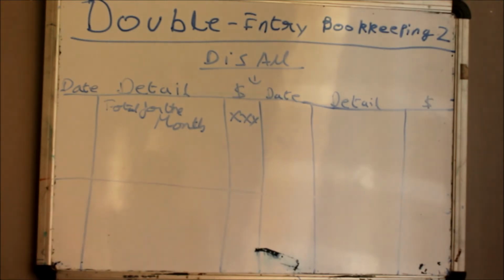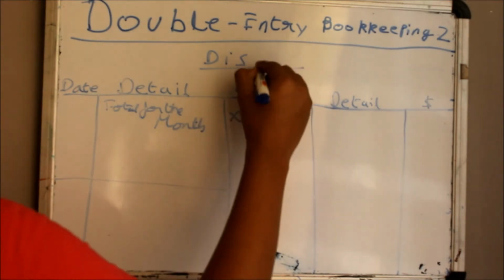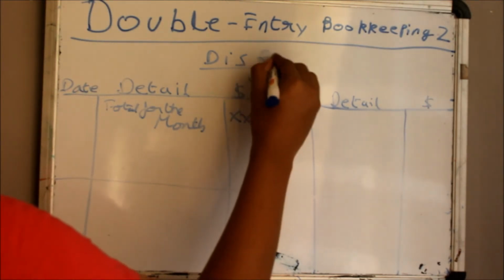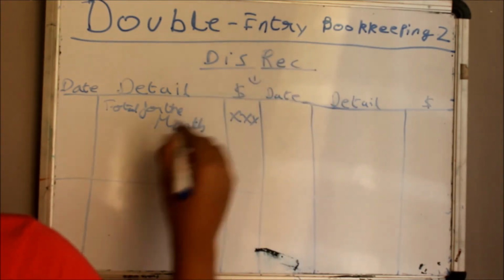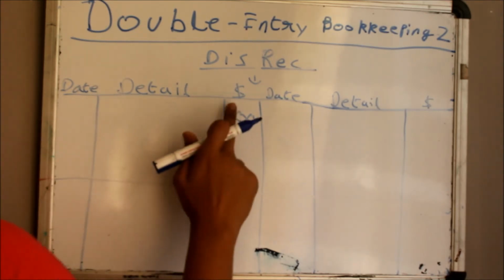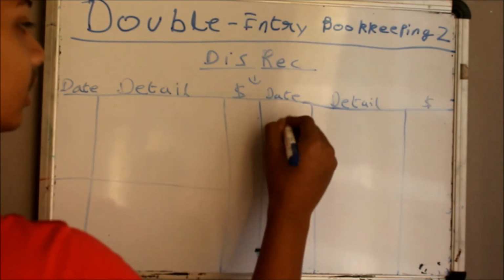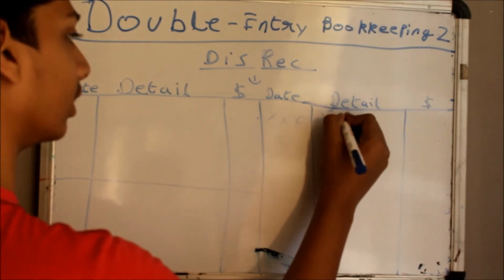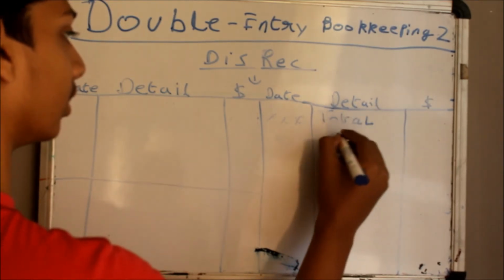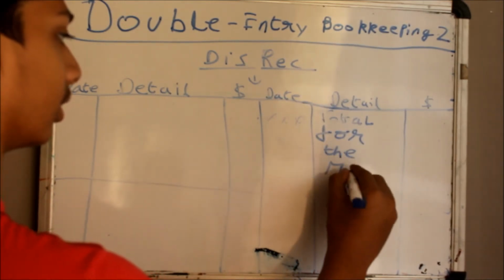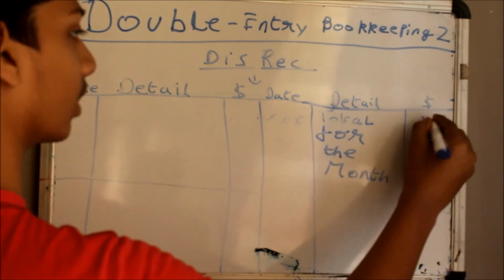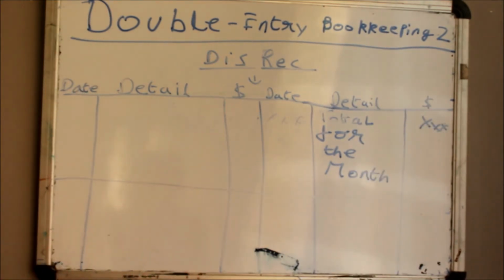The next thing I'm going to teach you is discount received. So discount received is the exact opposite of discount allowed. I'm just going to erase that and write discount received. And instead of the debit side, we're going to write the total for the month with the date on the credit side. Alright, so that was the discount allowed and discount received account.